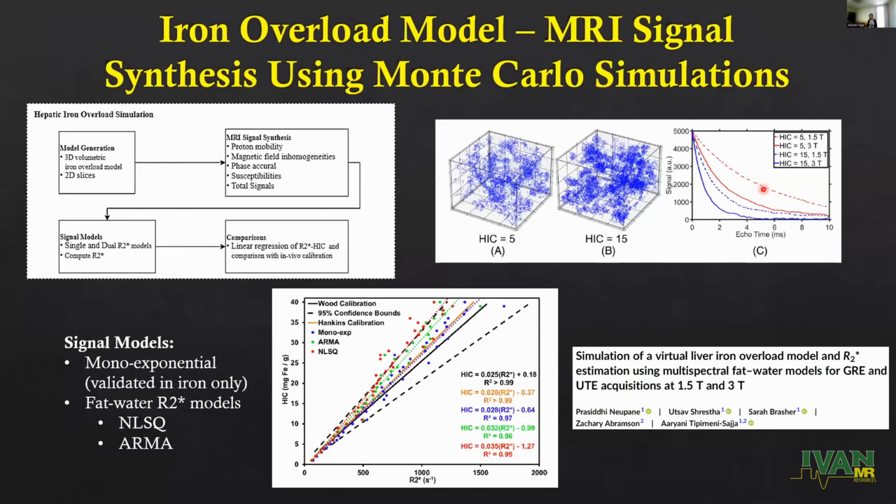And then we created the signal, and we also verified whether the relationship between R2* and HIC is similar to the in vivo behavior. I showed you the calibrations in vivo. If you see here, the blue dots are from our model, and they pretty much agree with the Wood and the Hankins calibrations. That shows that our model is realistic to in vivo deposition.